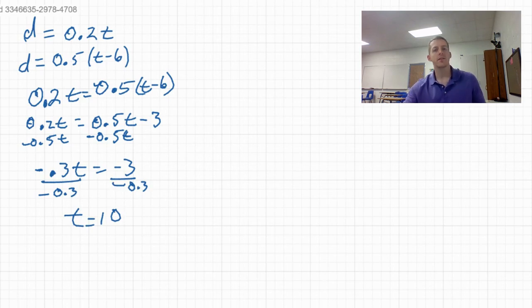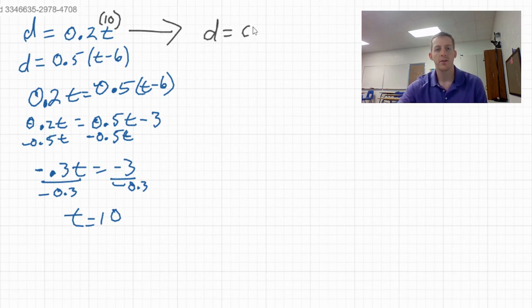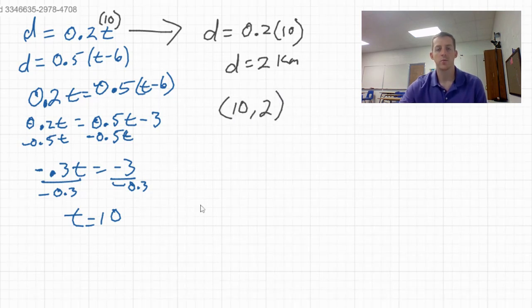Now that I know how much time has passed for both of these equations to be true, I can simply go in and plug in this 10 in either one of these equations, and I'm going to get the answer for how much distance has passed. This is the simpler of the two, so I'm just going to plug 10 right here and get d equals 0.2 times 10. So my distance is going to be 2 kilometers. So my point is going to be, if I remember correctly, the x is 10, and the distance would be 2 kilometers.